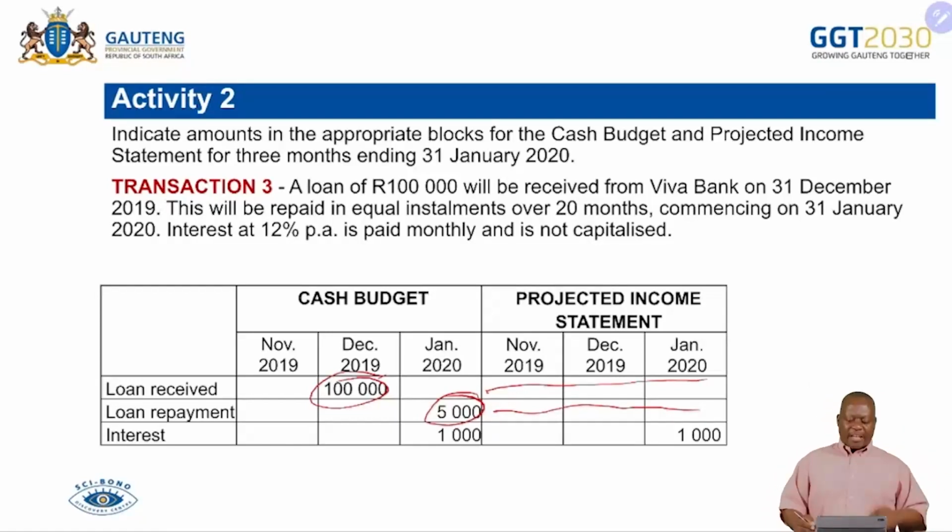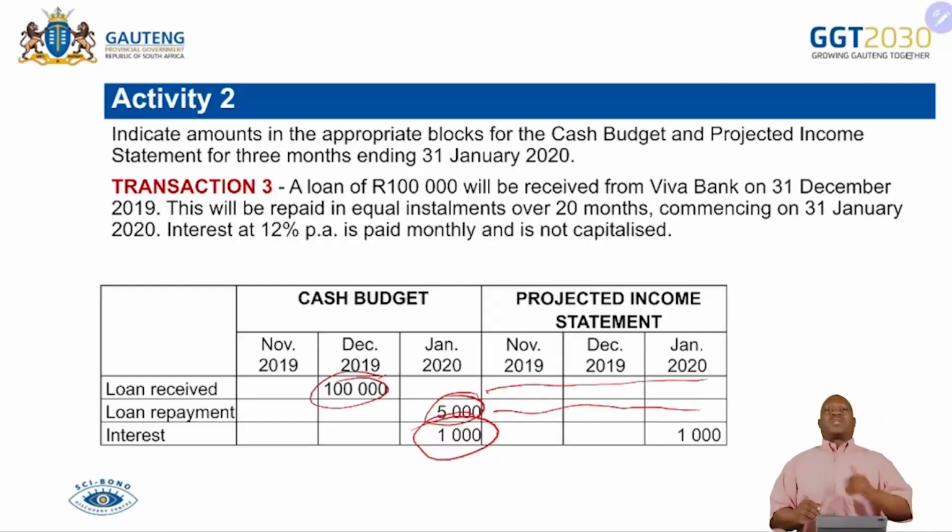Interest is going to be paid at 12% per annum, and it's not capitalized. When they're saying it's not capitalized, they're saying it's not going to be added onto the loan, but it is going to be paid every month as it is being calculated. Which therefore means we are going to start calculating our interest and paying it in the month of January. So we find 12% of 100,000 times 1 over 12 because we want to find interest for 1 month. And the answer is 1,000. So we are going to pay interest of 1,000 in January.